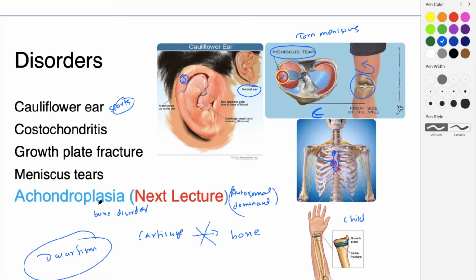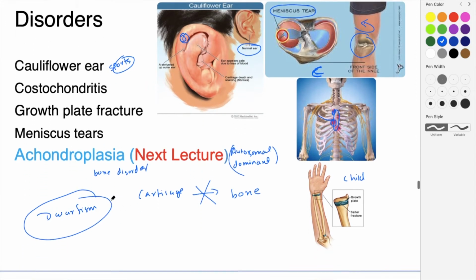That's what we need to know in today's lecture. We can talk about the mechanism, how it happens, what type of gene, and those types of things in the next lecture in greater detail.